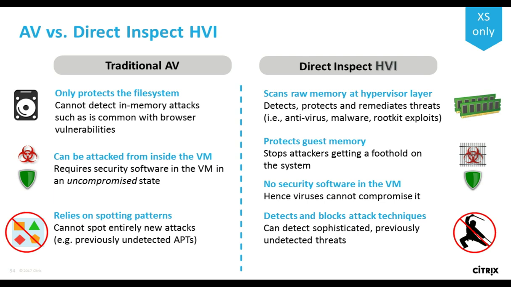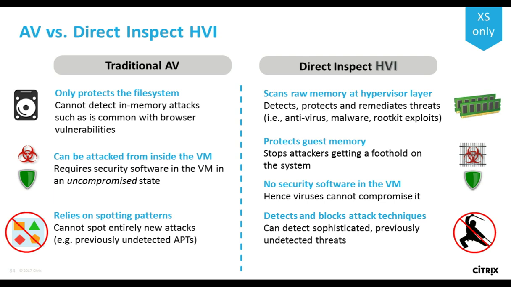Within that browser, you can be attacked from inside the VM. You can run any sort of security software or any other type of software within that VM, and it effectively runs in an uncompromised state. So what does that really mean? It means that you could have the traditional antivirus system basically attacked by the virus and have it turned off. Traditional AV also relies on spotting patterns. It really can't spot entirely new attacks, previously undetected APTs, for example.